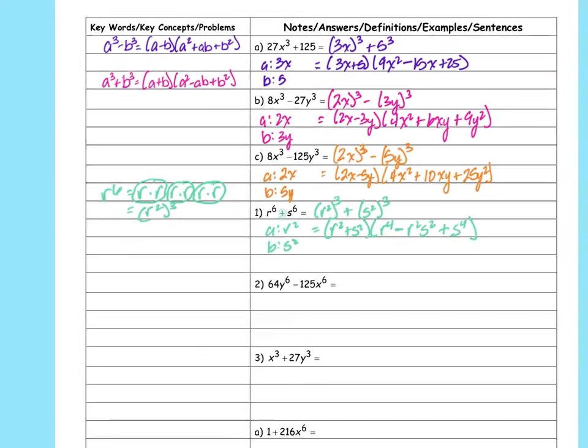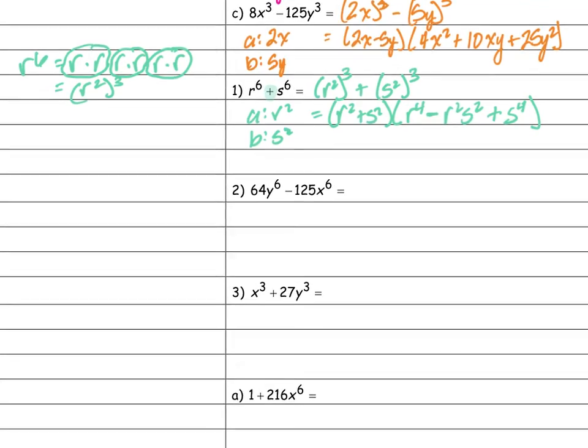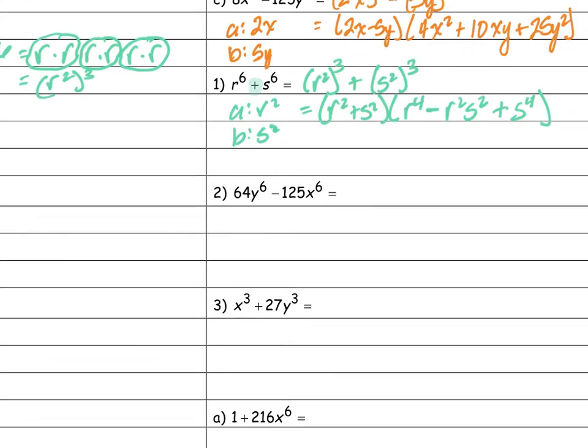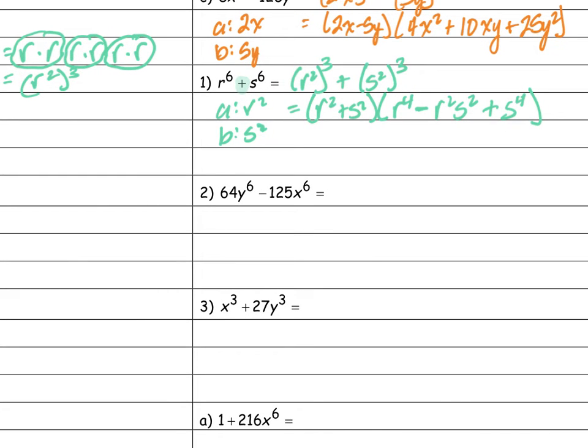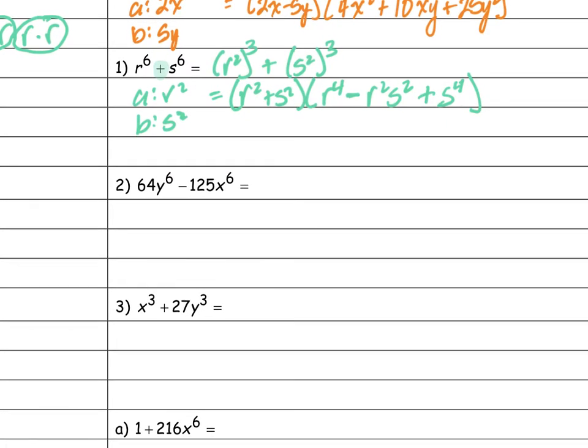So if I look at the next one, I think number 3 must be a typo. Okay. If I look at the next one, I can rewrite this as 4y squared cubed minus 125 is 5x squared cubed.